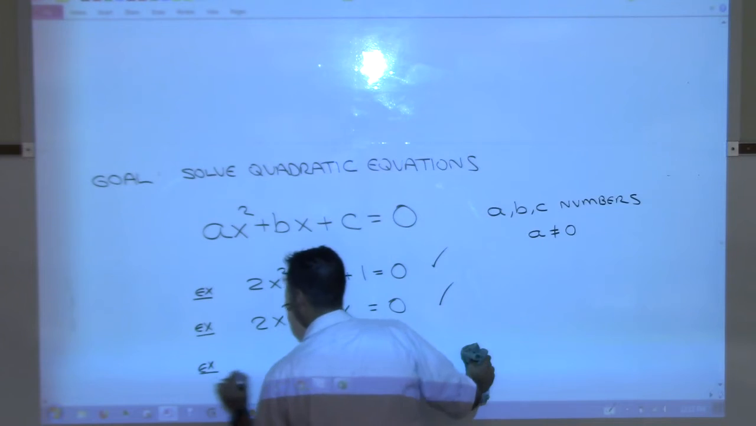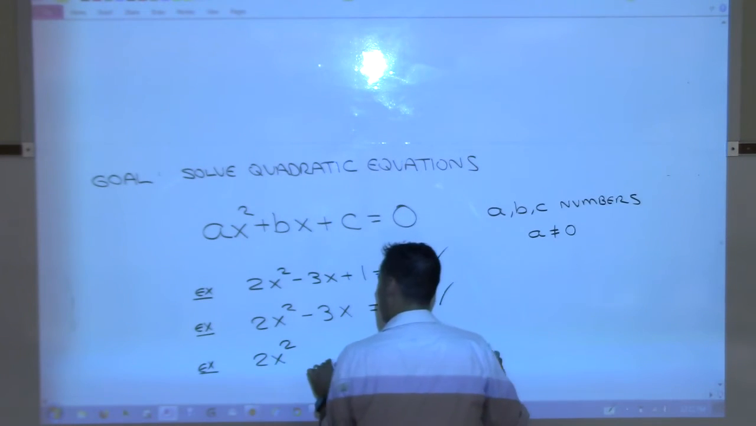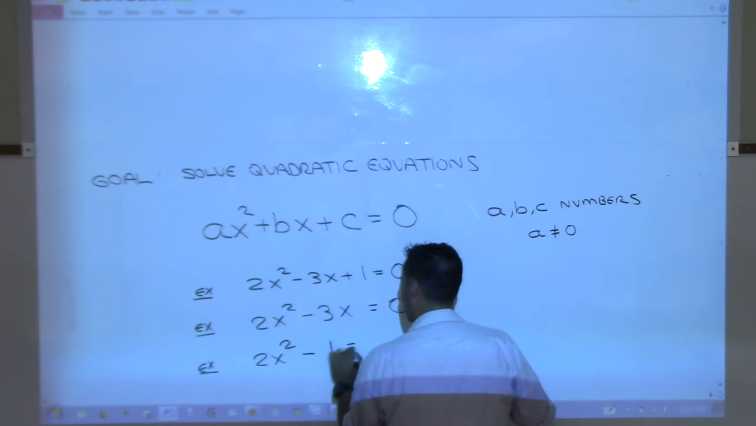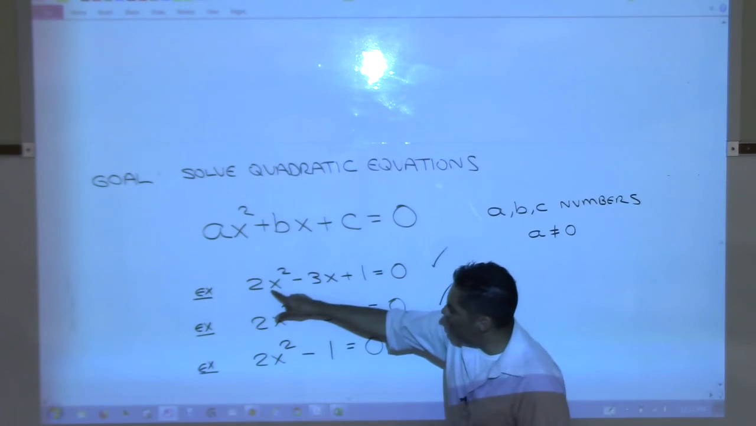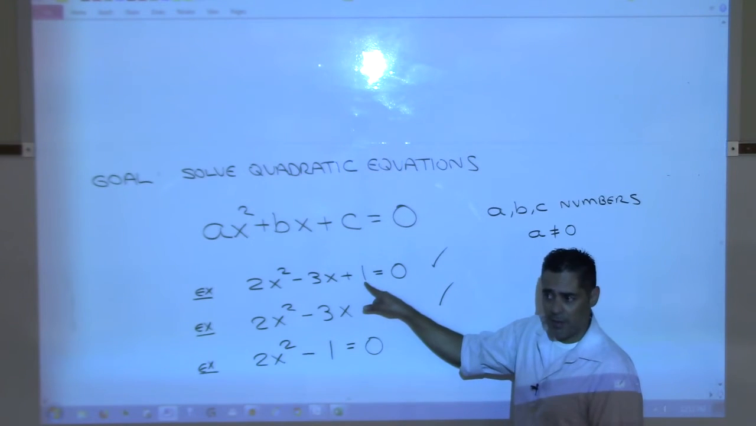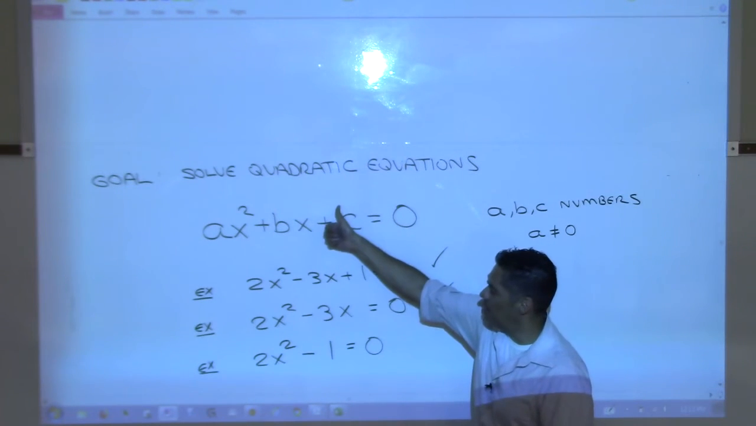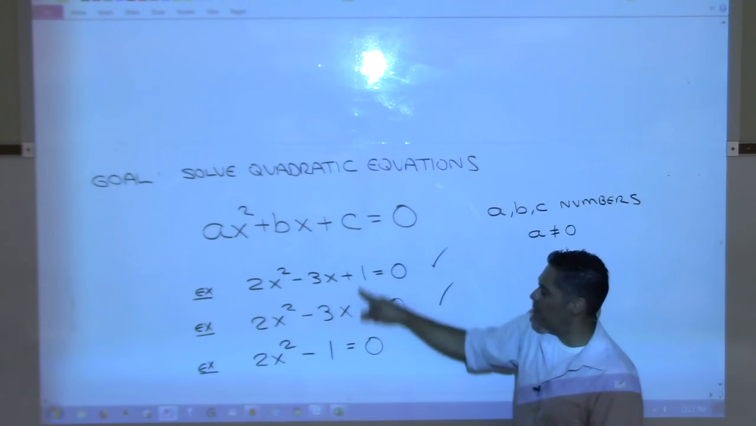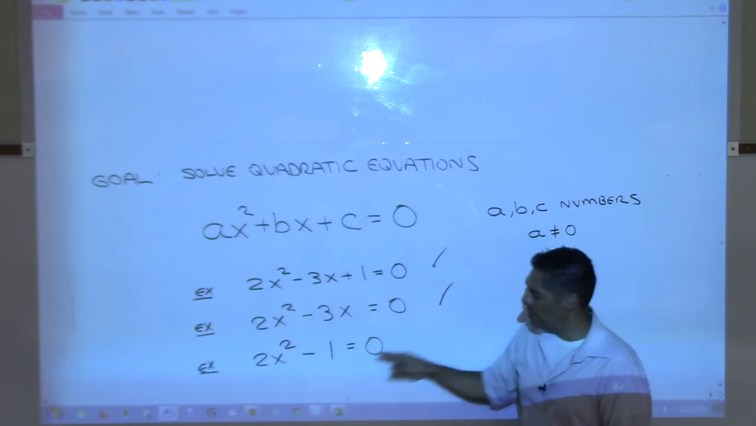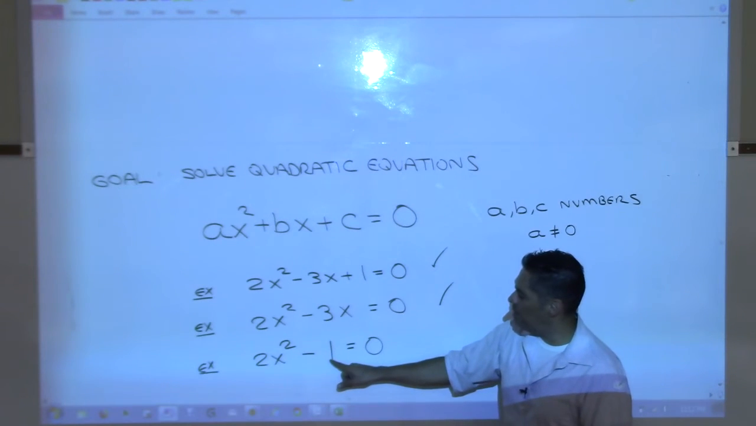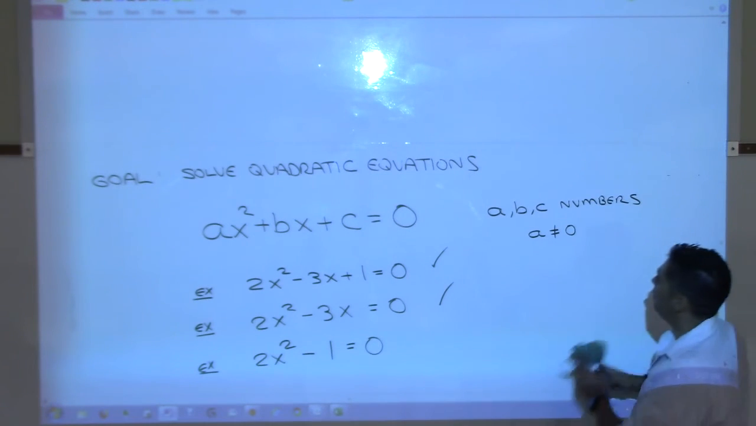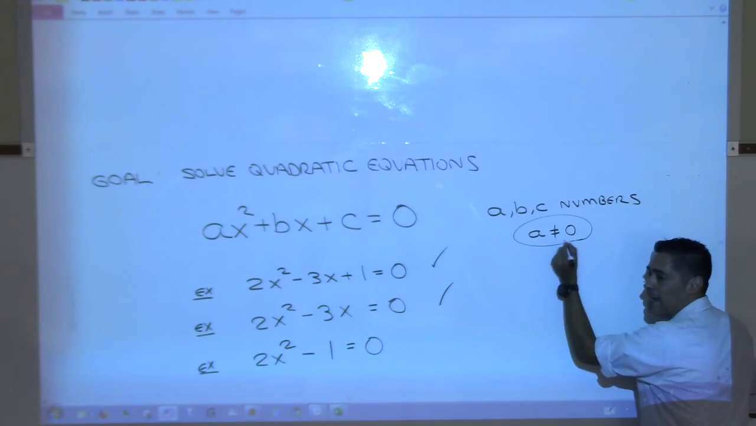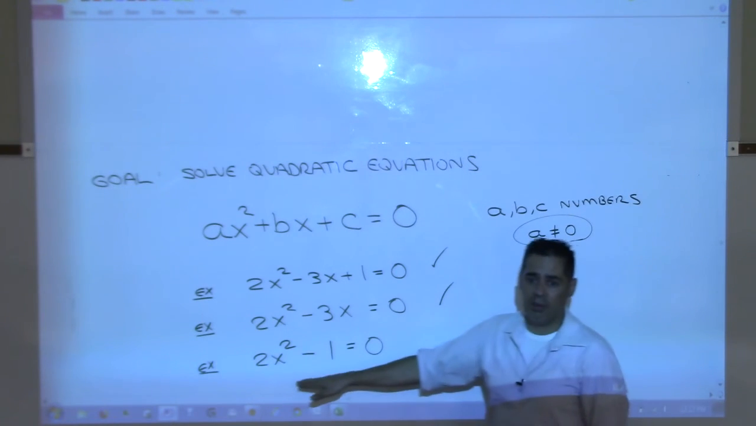How about this one? Is that a quadratic equation? No. So this one had x squared, an x term, and a number by itself, right? Okay, so that satisfies that. This one had x squared and x, but it was missing the number by itself, but that was still quadratic. This one has x squared, a number by itself, but does it have an x term? It does not have an x term, right? But to be a quadratic, the only condition we have is that the A can't be 0. So this is also a quadratic.